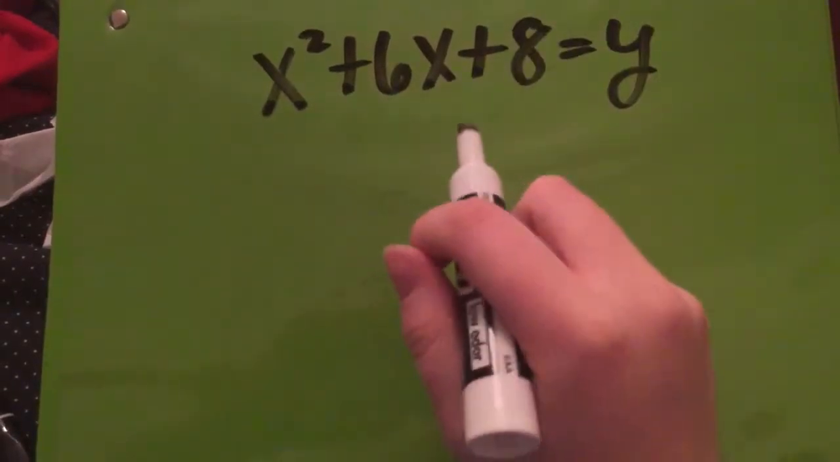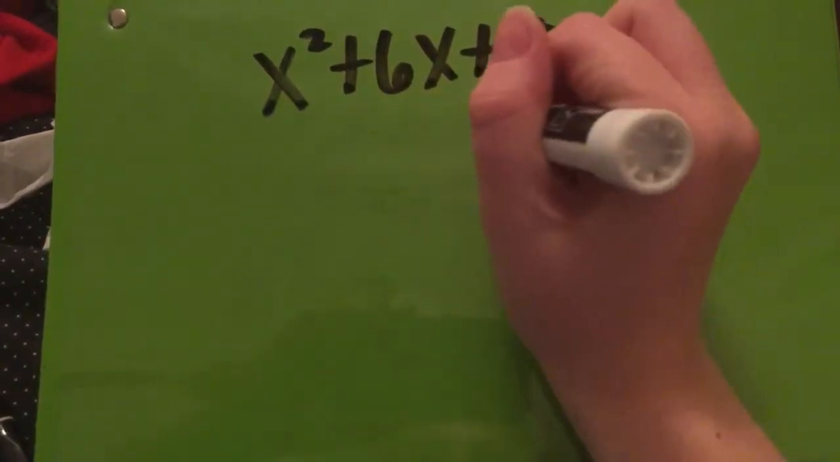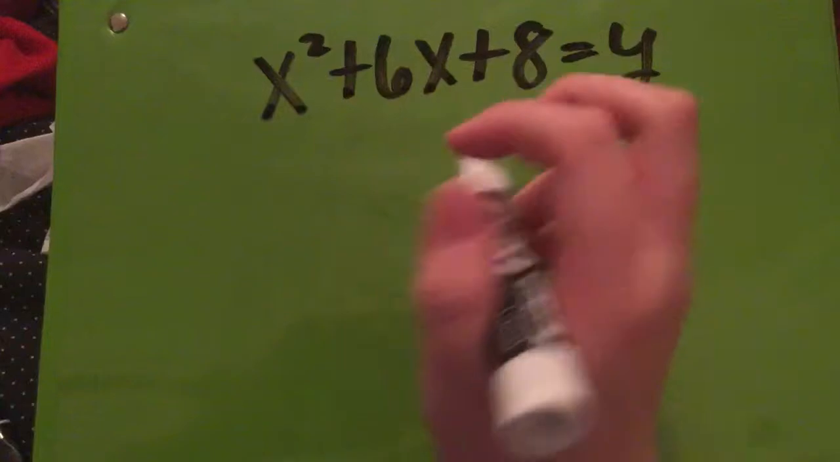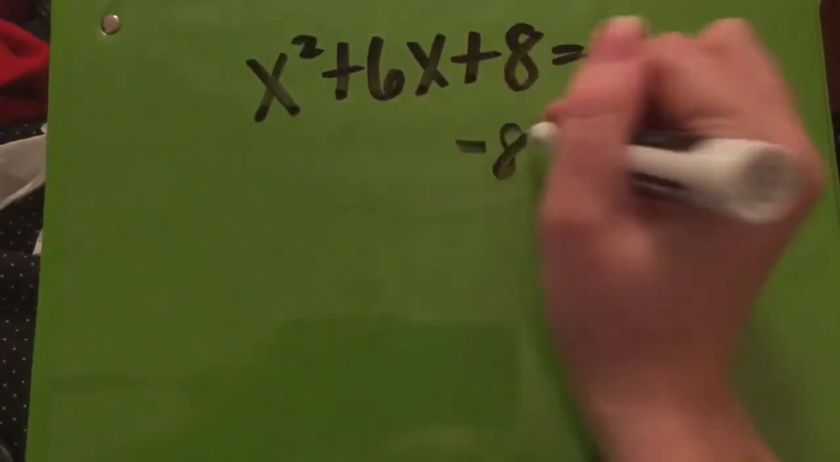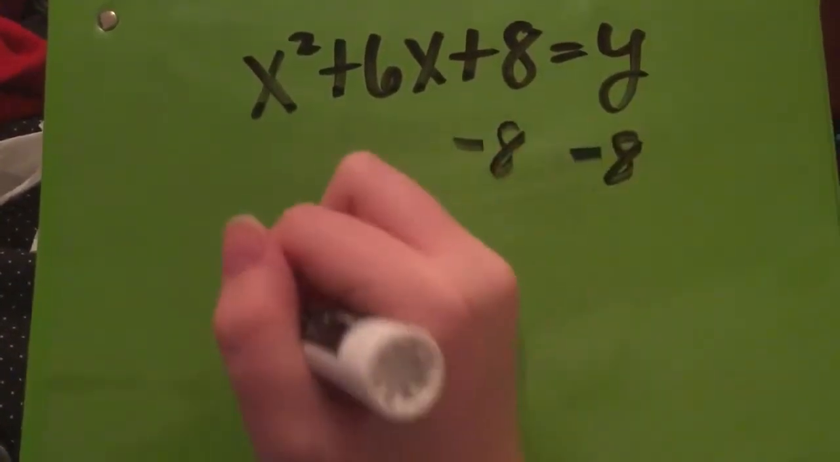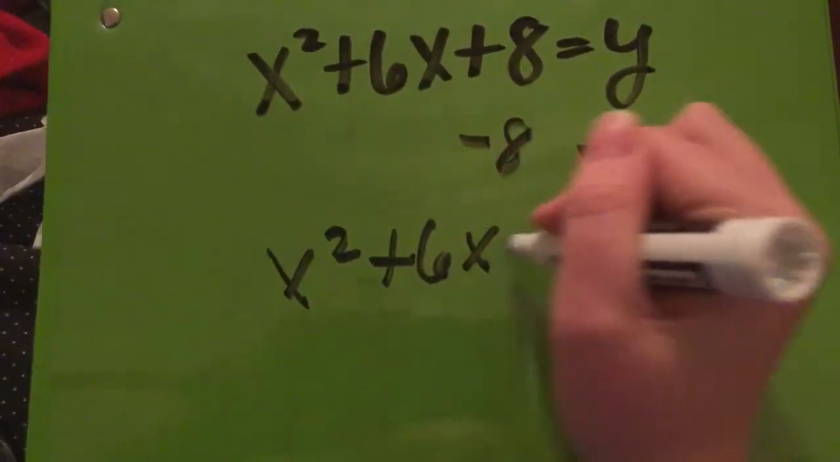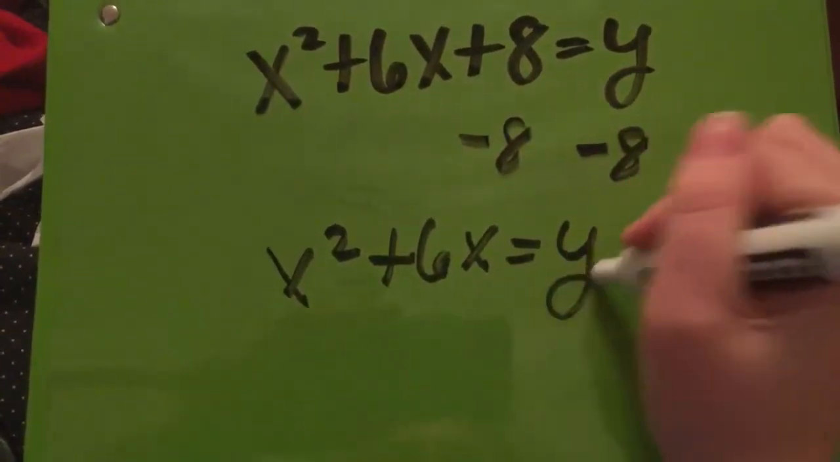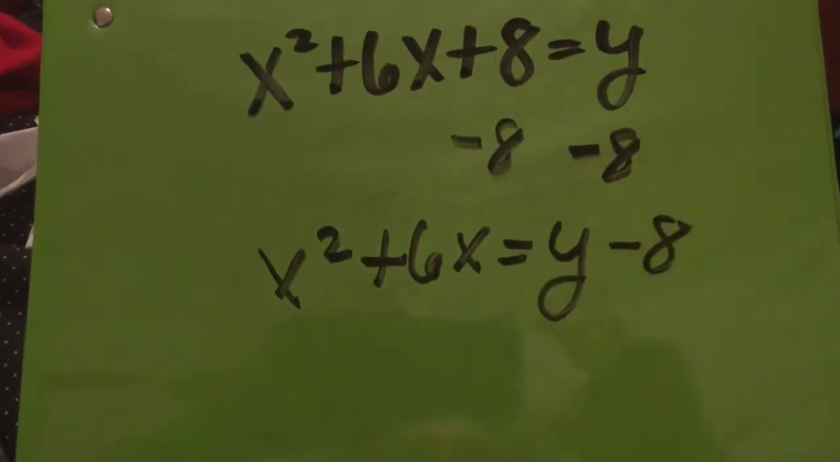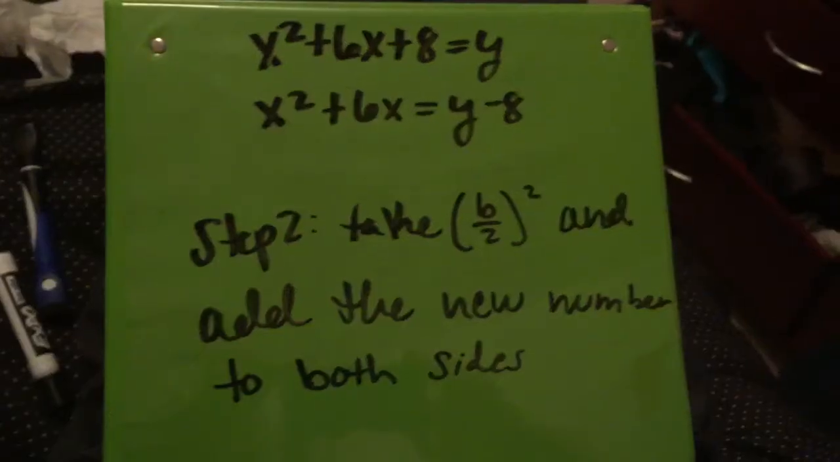So when moving the constant over to the other side in this problem, 8 is the c, which is the constant, so you would subtract 8 from both sides, and that would give you x squared plus 6x equals y minus 8. And that's step 1.